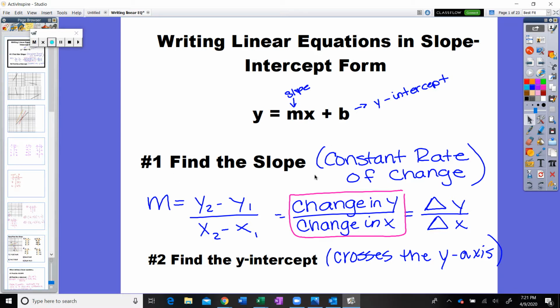First we're going to find the slope, or the constant rate of change, but you want to keep in mind that it's the change in y over the change in x, and here's the formula on how to find it. The second thing is that we're going to find the y-intercept. That's just a review, so we're going to skip down to this slide.